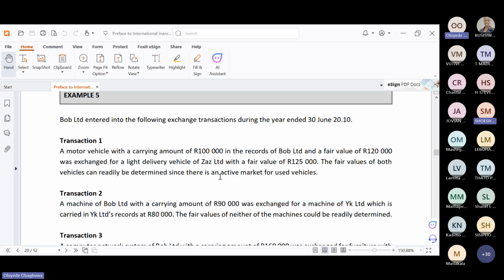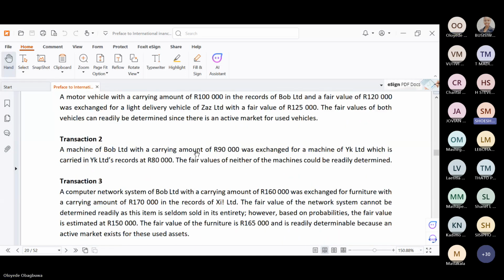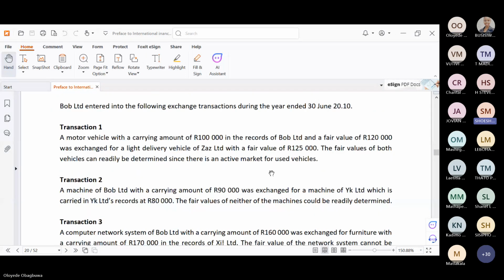But the standard recommends that if the fair value is determined, use the fair value of the asset that you are giving up. But if it is not determined, use the carrying value of the asset that you are giving away. All right. So, we have to just concentrate on one person here, the books of one person. For instance, Bob Ltd's books only at the moment.